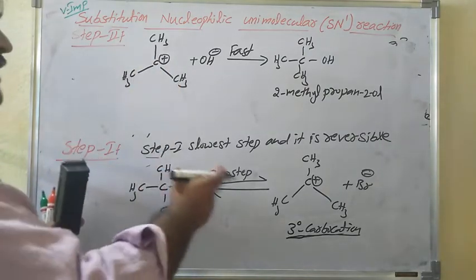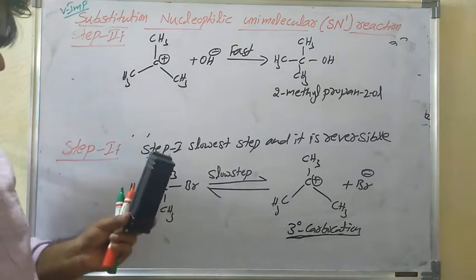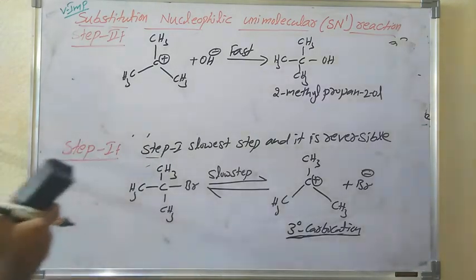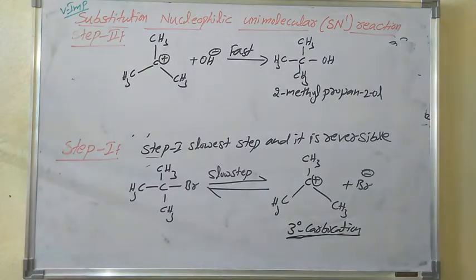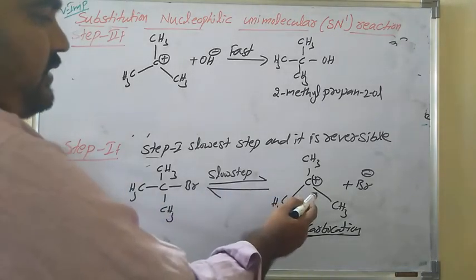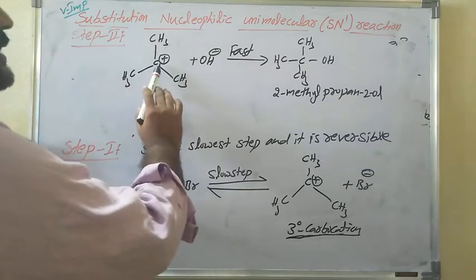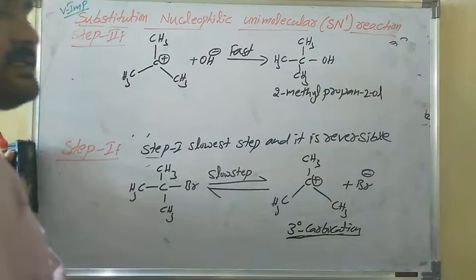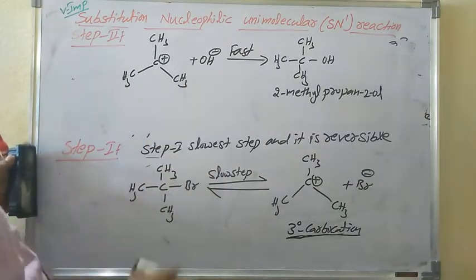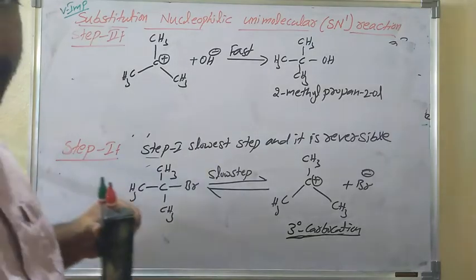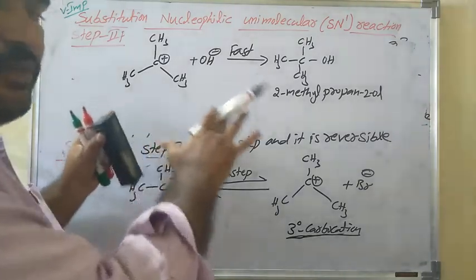So formation of carbocation is very important. Step 1 is the slow step. In step 1 the C-Br bond is breaking, forming the carbocation. In step 2, the carbon and OH bond is making. So these two steps are very important. This is the SN1 reaction mechanism.